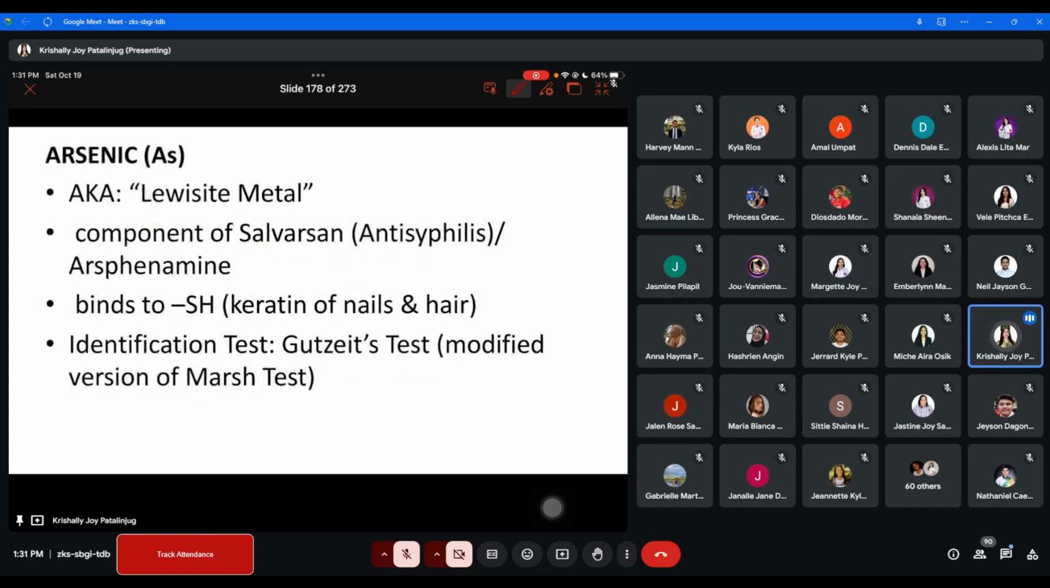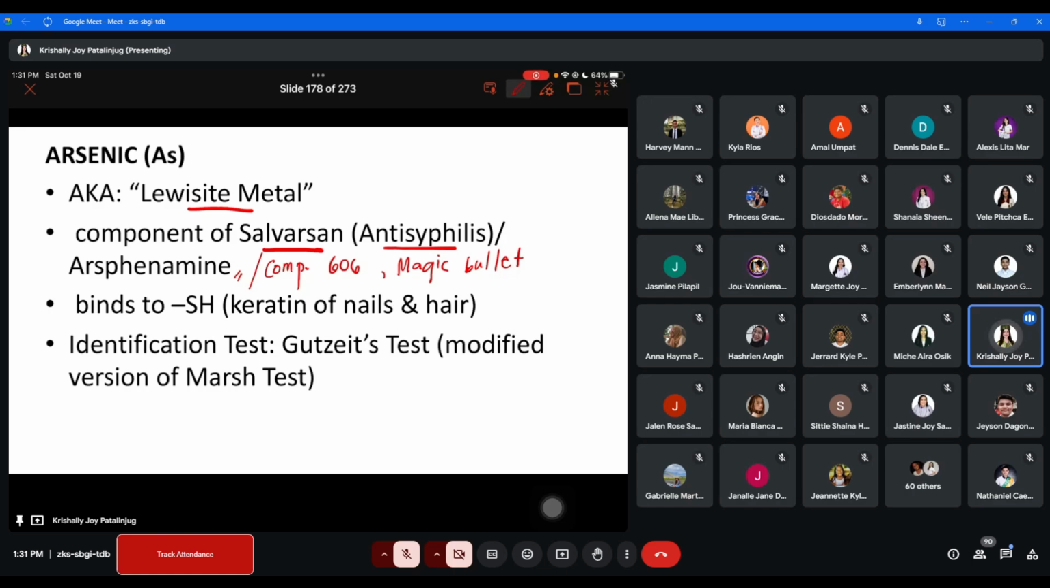Okay, so done with the first two elements under group 5. So we have nitrogen and then phosphorus. So third element under group 5, we have arsenic. This is also known as lewisite metal. This is an important component of the historical compound salvarsan, also known as arsphenamine. Tawag din sa kanya compound 606. And then also magic bullet. Yung use nito, salvarsan, compound 606, magic bullet, ginamit siya before.